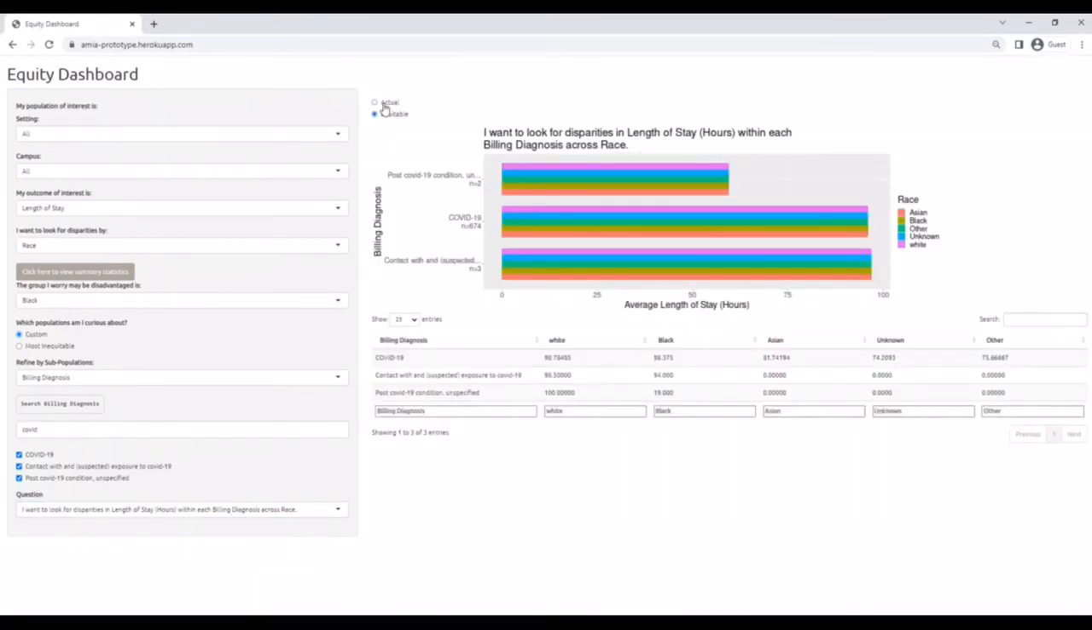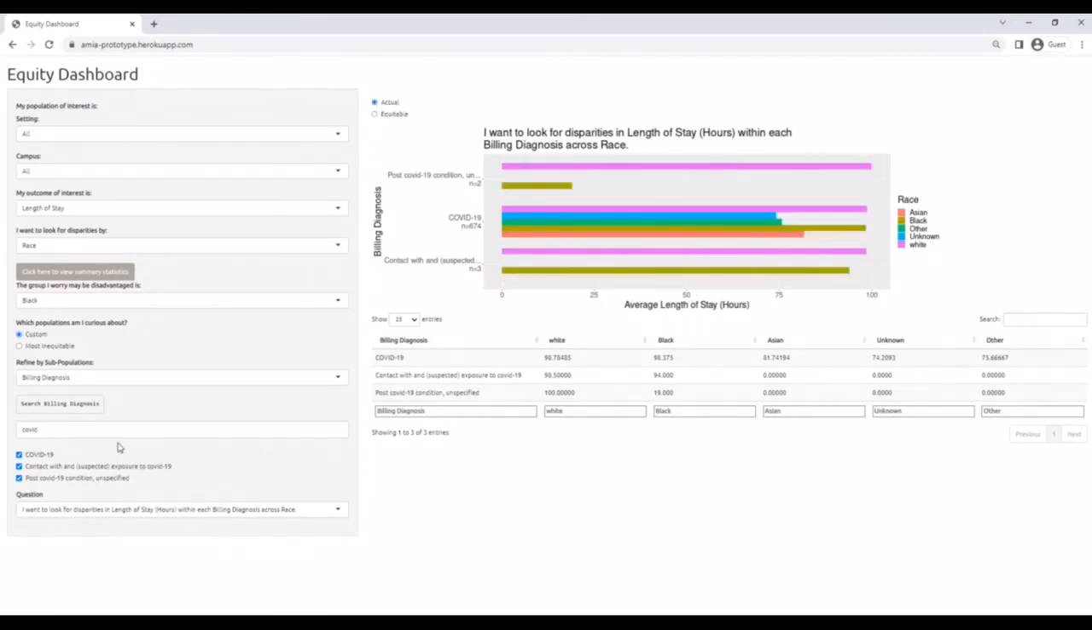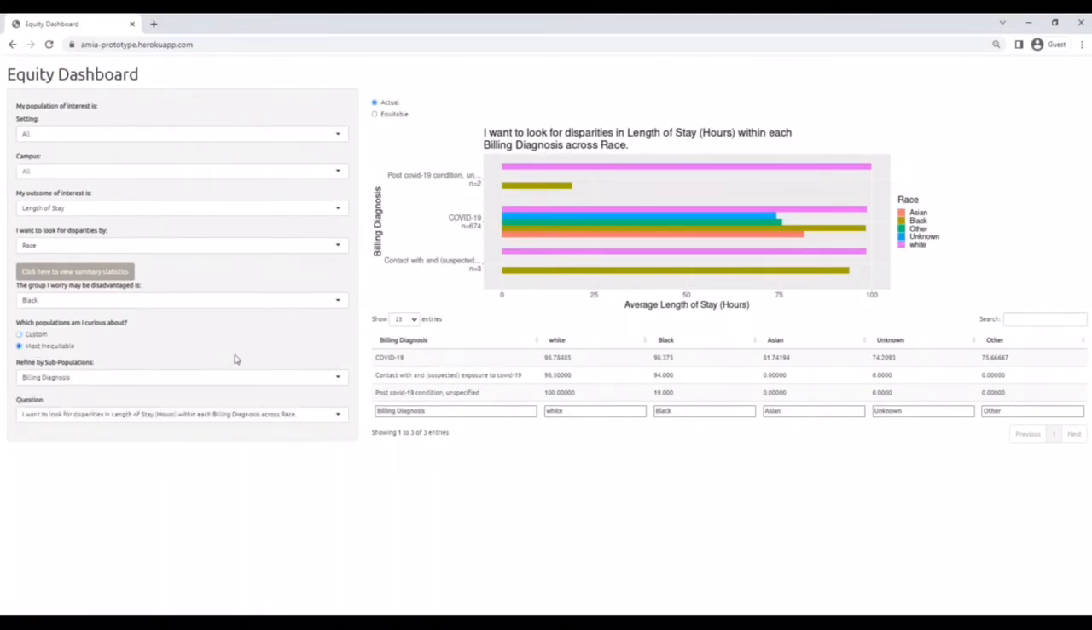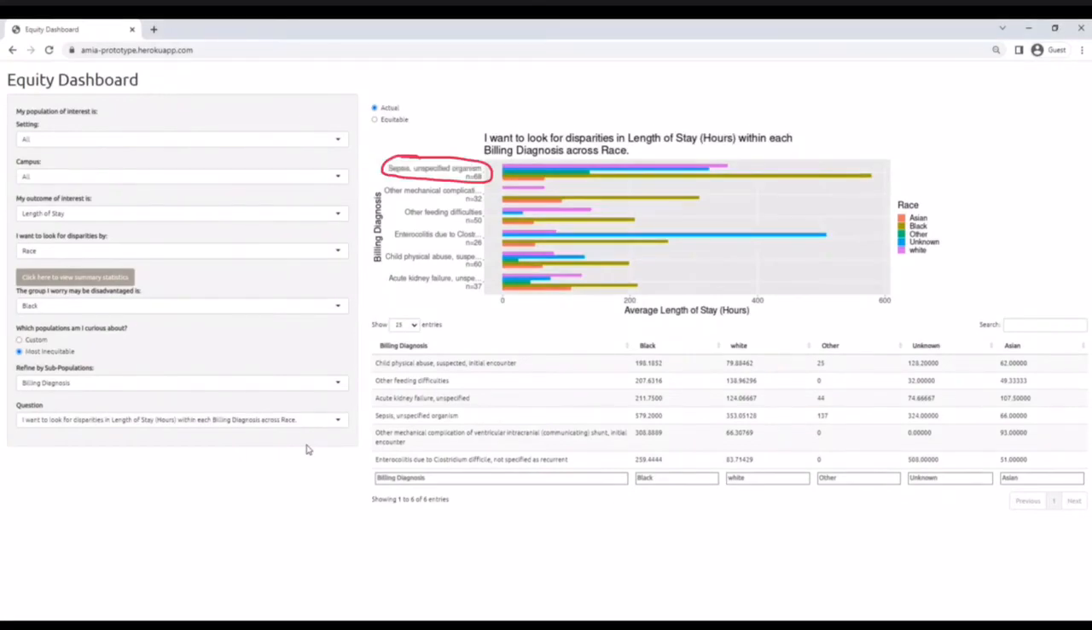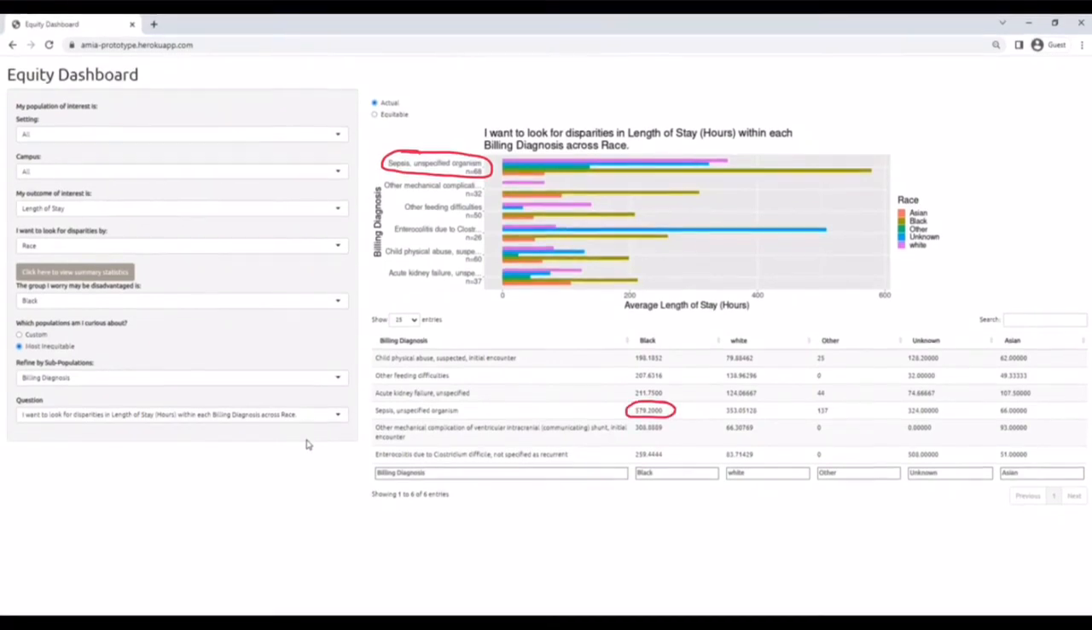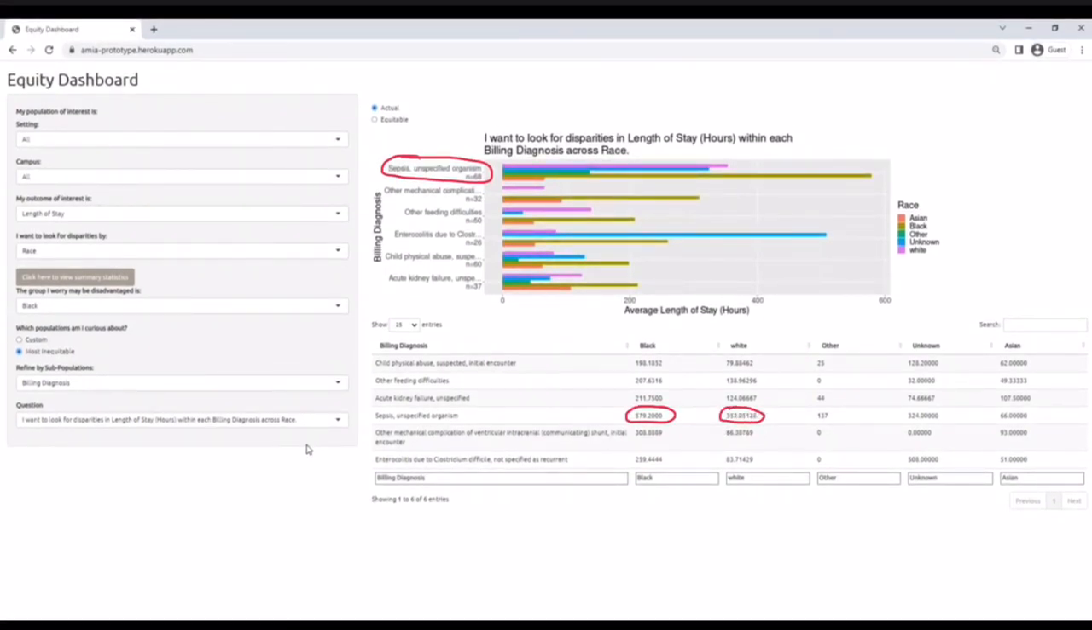Now, instead of focusing on COVID-19, where we didn't find a large difference, let's try to determine which billing diagnoses contribute the most to the racial disparity in average length of stay, using our actual minus equitable metric. Once we click on Most Inequitable, we see the billing diagnoses with the largest length of stay disparity by race on the first graph. For example, among the 68 sepsis unspecified organism cases in the dataset, Black patients had an average length of stay of nearly 600 hours, compared with only 353 for white patients.